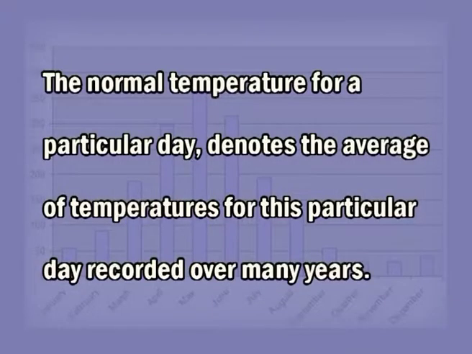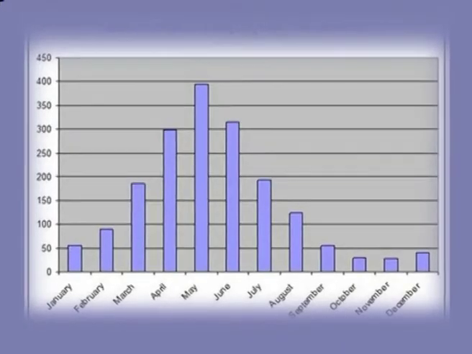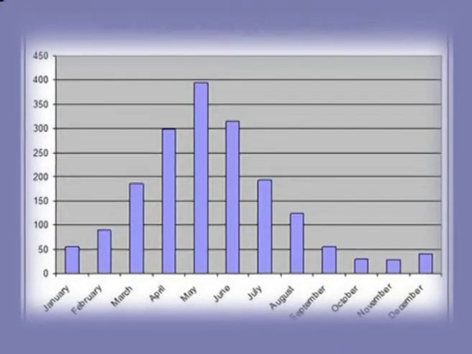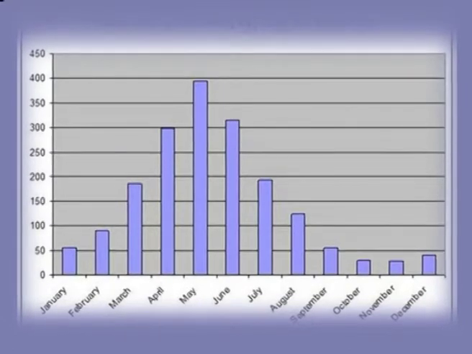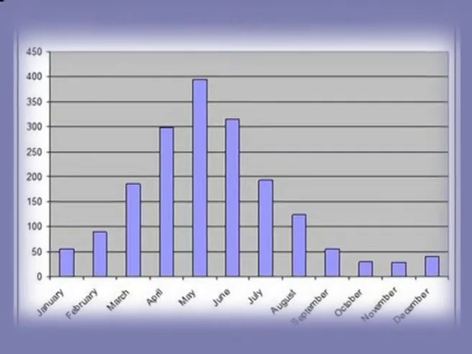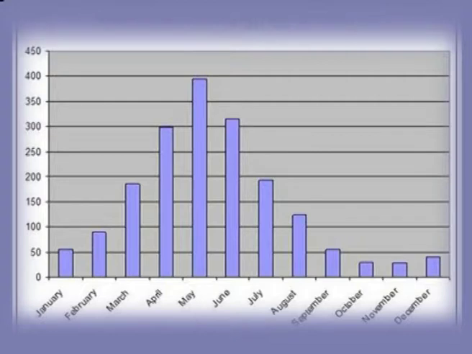The normal temperature for a particular day denotes the average of temperatures for this particular day recorded over many years. Similar connotation applies to the normal maximum temperature and normal minimum temperature for a particular day. The temperature variation with altitude varies throughout the year. Therefore, before plotting, all the temperatures are reduced to sea level.